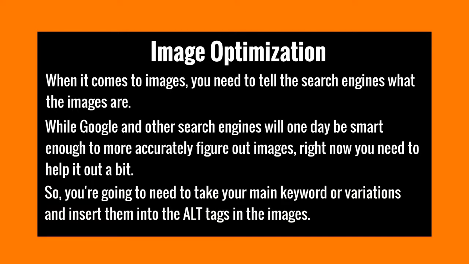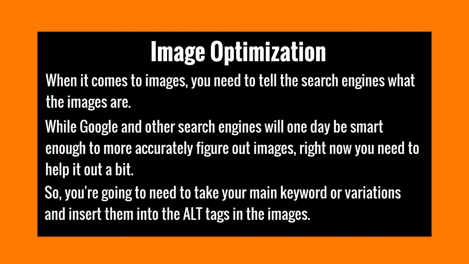So you're going to need to take your main keyword or variations of the main keyword, or even specific keywords based on the main keyword, and insert them into the alt tags in your images. If you don't know what those are right now, don't worry about it. We're going to show you in just a minute. Now, what I recommend is, let's say, for example, that you have 3 images on your page. In fact, the more images, the better. You don't want to get too much, but the more images, the better.